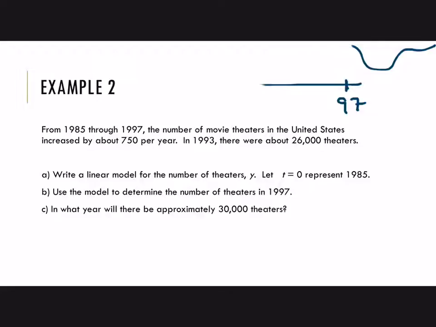All right, so the other thing we need to work with here is the fact that we're given this t equals 0 to represent 1985. So sometimes if the numbers are rather large, then rather than substituting 1985 into the equation to find the number of theaters, sometimes we just like smaller numbers. So we'll just let the value 0 represent that initial year. So it's kind of like the starting time, the initial time, or like time 0.